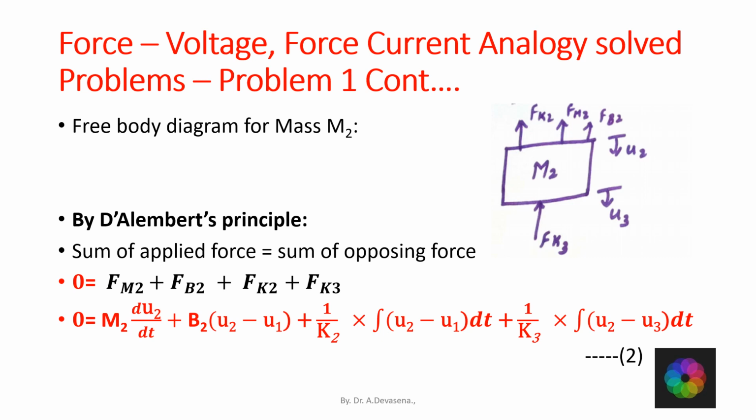So u2 b2 into u2 minus u1 plus 1 by k2 into integral of u2 minus u1 dt. That is, the spring k2 is connected between mass m1 and m2. We are writing the equation for mass m2. So u2 minus u1 plus 1 by k3 into integral of u2 minus u3 dt, because the spring k3 is connected between mass m2 and m3. That is why u2 minus u3. Consider this as equation 2. That is the force balance equation for the mass m2.